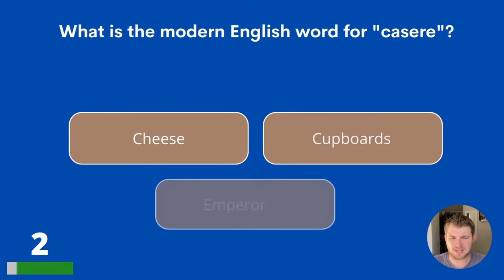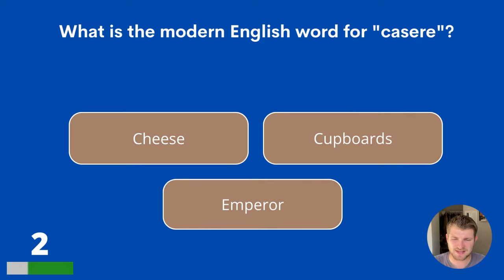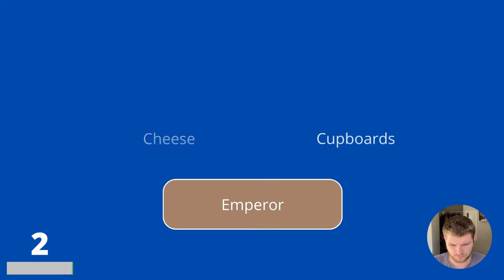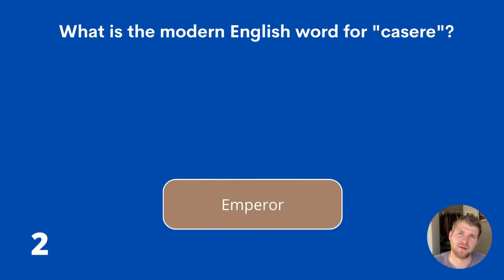2. What is the modern English word for casere? C-A-S-E-R-E. Cheese, cupboards, or emperor? The answer is emperor.